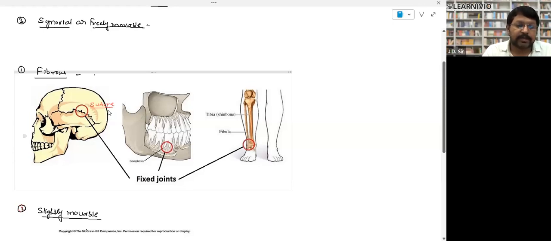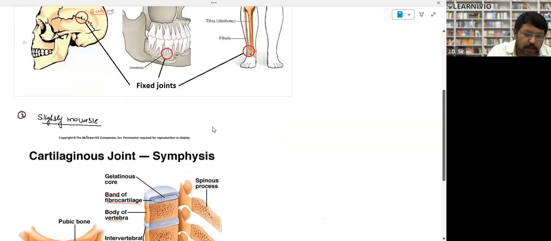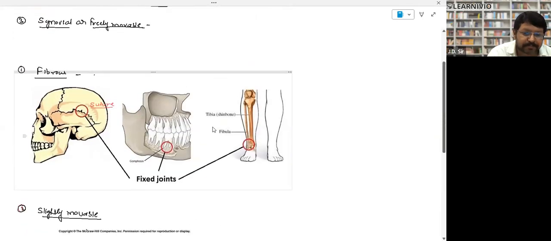The second joint is the joint found between our tooth and jaw, right? So it is also fixed. The third joint: we have already discussed that the lower part of our leg is made up of two bones, tibia and fibula, right? The joint between tibia and fibula is fixed and does not move. So these are the types of fixed joint.